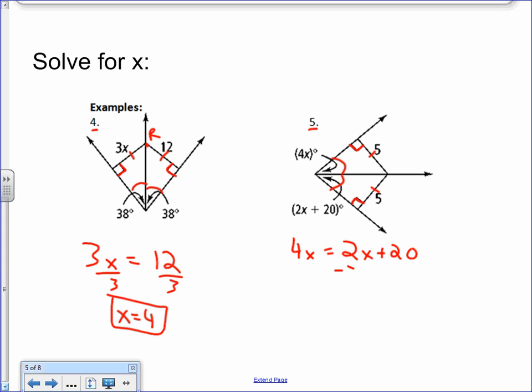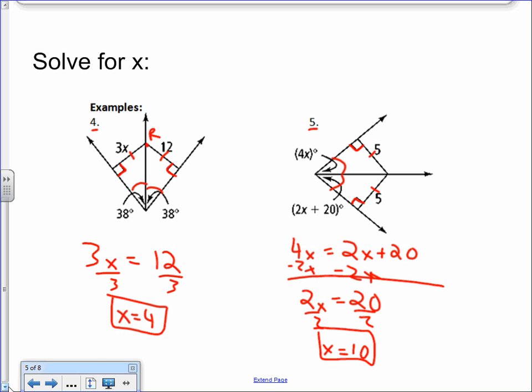So 4x must be equal to 2x plus 20. And when you solve that, you subtract 2x from both sides. You have 2x equals 20, and then you divide both sides by 2 to get the x by itself, and x equals 10. All right, so when you plug that back in, both of those angles are going to be 40 degrees, so that works out nicely.